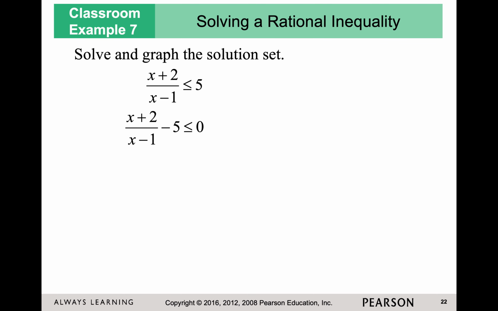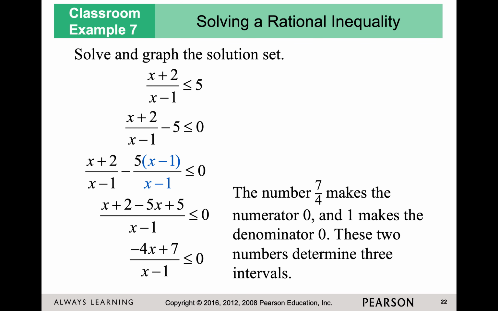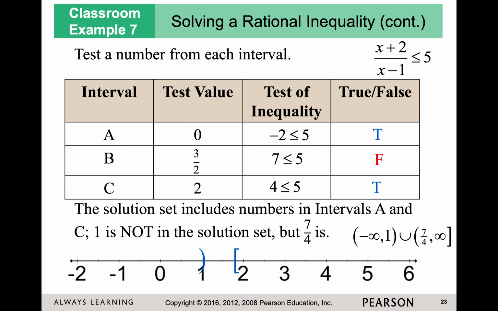Here I'm going to follow the same thing. I'm going to get that 5 over, then I'm going to get a common denominator, and now I can look at where is the bottom 0 and where is the top 0. Well, negative 4x plus 7 would be 7 over 4. X minus 1 would be 1, so then I can set up my interval. And I like showing the interval first, guys. So I can set up my interval, and I can plug in numbers and check. Numbers that are over here would be 0. Numbers that are between would be 3/2, and then this is anything bigger than or equal to 2.